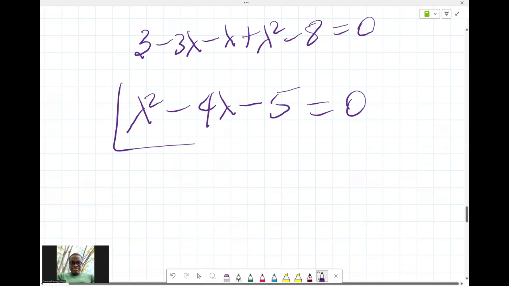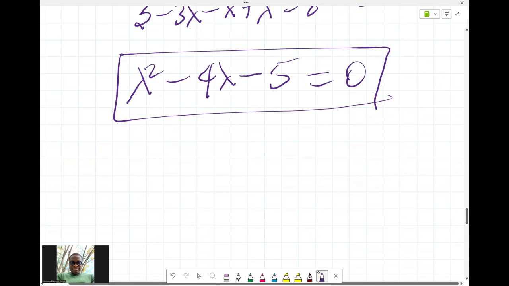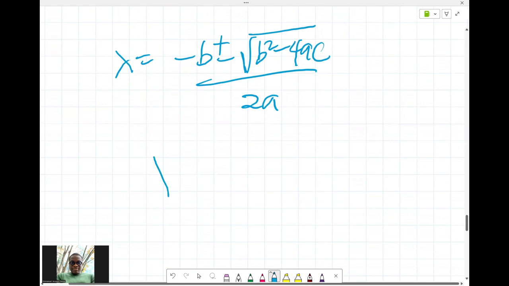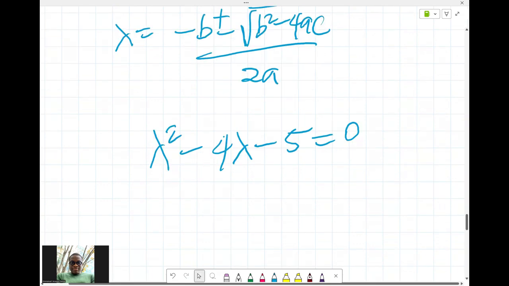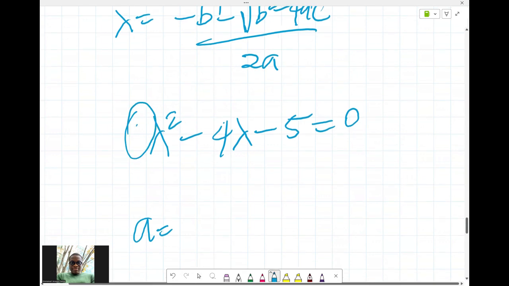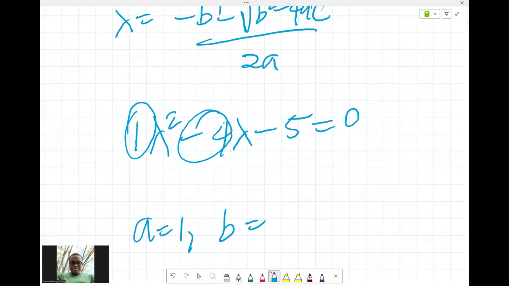So in this case now, we can find lambda using the formula: lambda is minus b plus or minus the square root of b squared minus 4ac, all over 2a. So if we have lambda squared minus 4 lambda minus 5 equals 0, that simply means a is the coefficient of lambda squared, which is 1 here. B is the coefficient of lambda, which is minus 4, and c is the constant, which is minus 5.